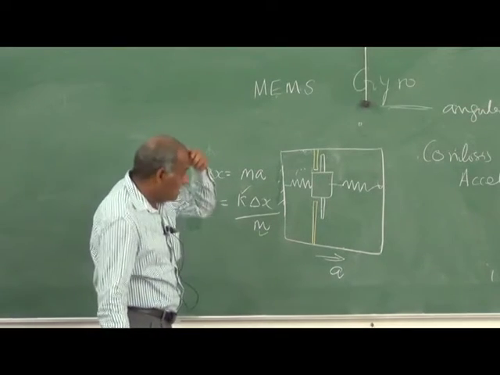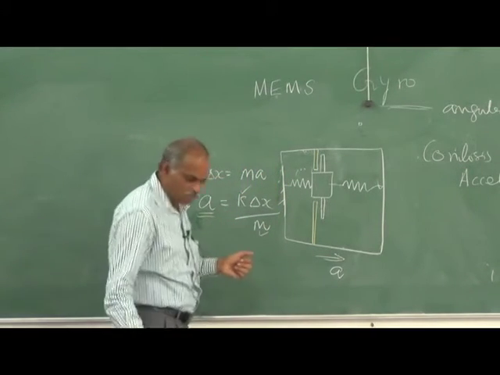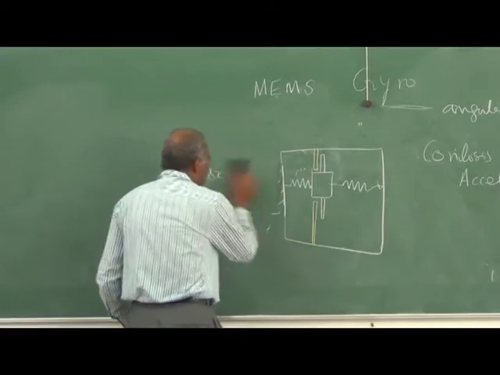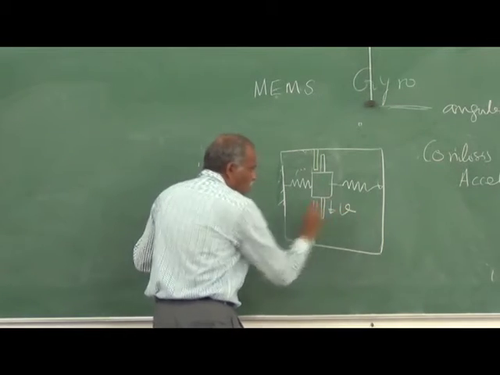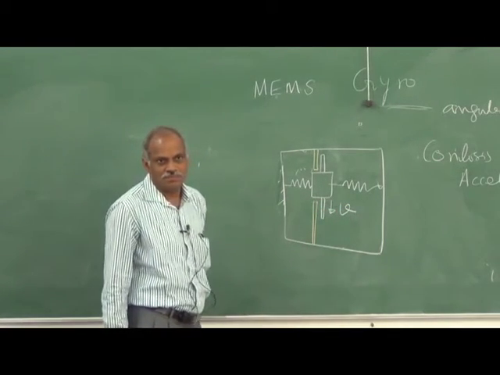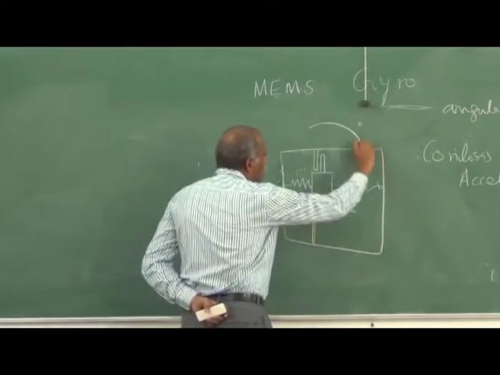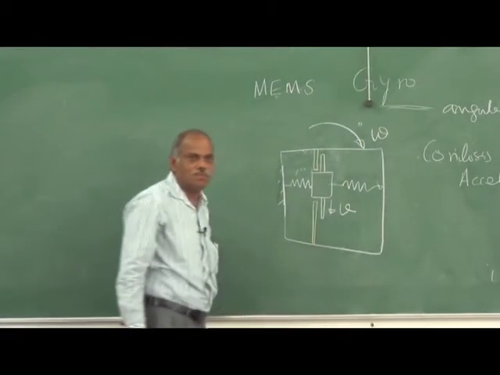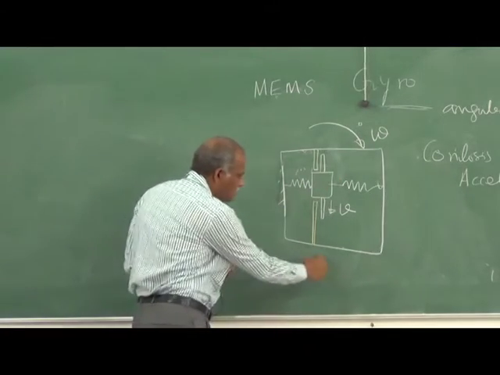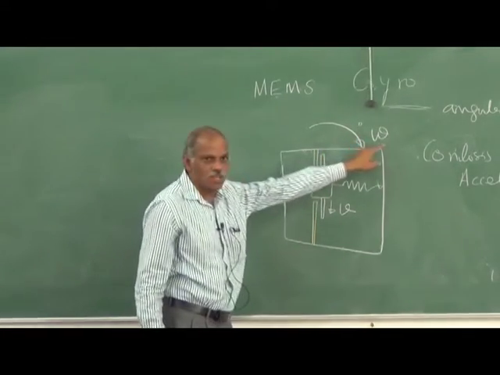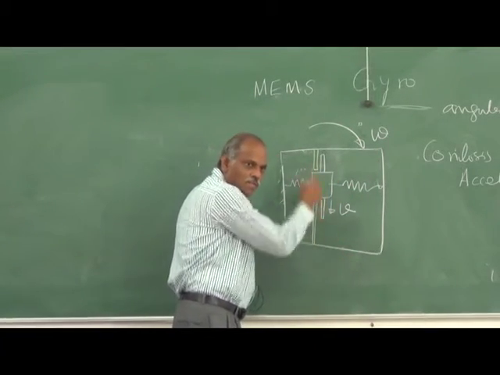Now, how can it be used for measuring the angular velocity? Suppose the whole thing, for example, I move this mass with a velocity v, and the entire frame is rotated with the angular velocity omega. This is what I want to measure. Earlier I wanted to measure the acceleration. Now I want to measure omega. There is a rotation, but I move this with the velocity v.